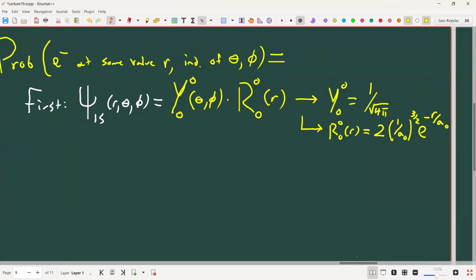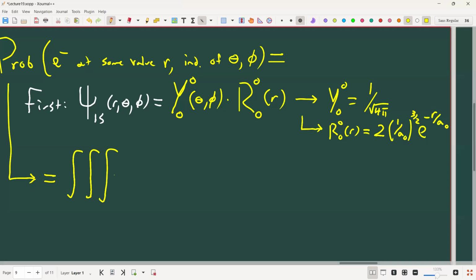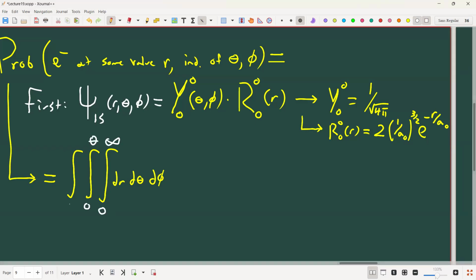So now all we have to do is think about our function in terms of r. We'll take this probability, and this is going to be the integral over the entire system, dr d theta d phi. We first integrate over r, that's 0 to infinity. Theta is 0 to pi, and phi is 0 to 2 pi.